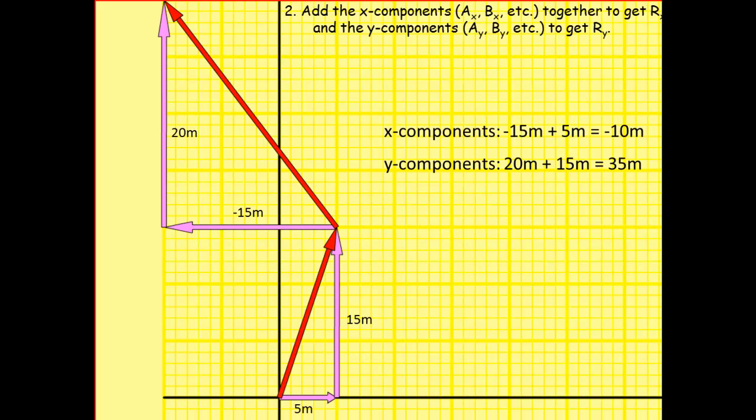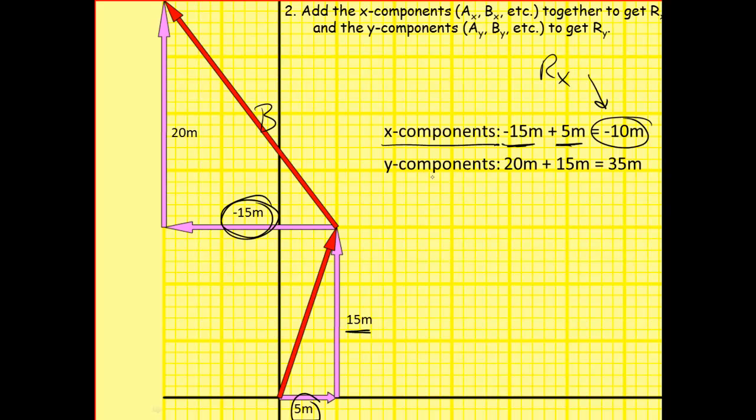Now step 2 is where we add the components. Remember our horizontal components: negative 15 meters was our B vector, and our A vector's horizontal is 5 meters. So we'll take negative 15 meters and positive 5 meters to get a total of negative 10 meters. This is what we call R sub x.